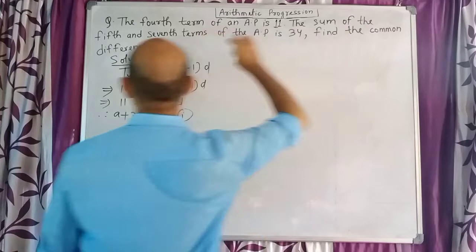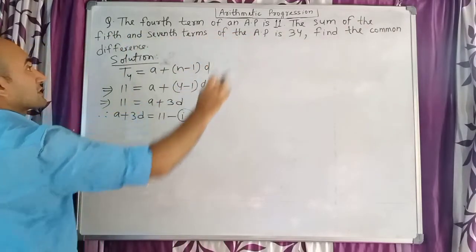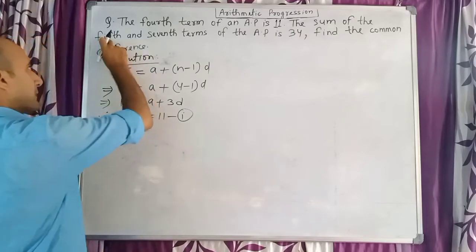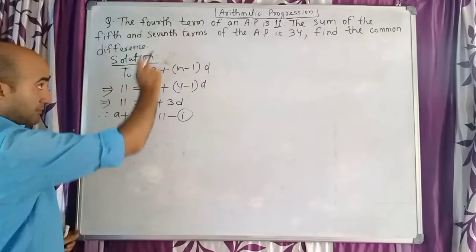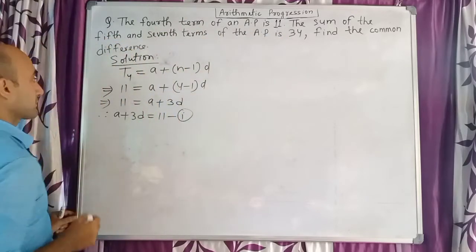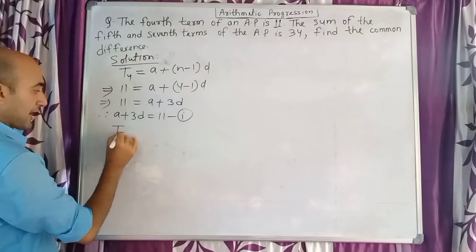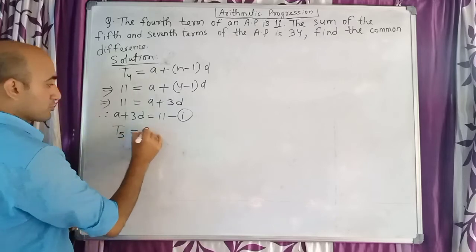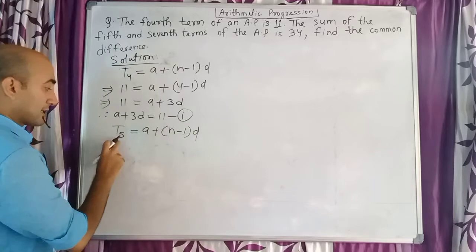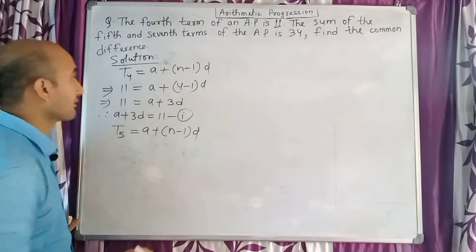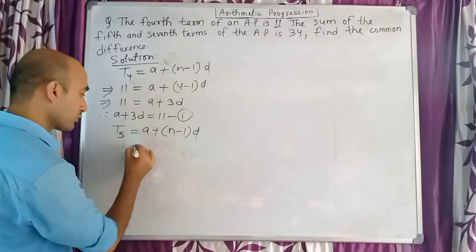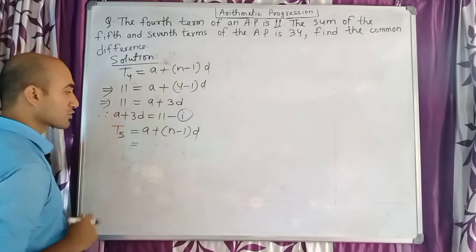The sum of the fifth and the seventh term of the AP is 34. First we will find the fifth term, then we will find the seventh term, and then we will do the sum and we will get 34. So let us find the fifth term. For the fifth term, write T5 equals A plus n minus 1 D. But the T5 value is not given, like here the fourth term was 11, so write T5 only.